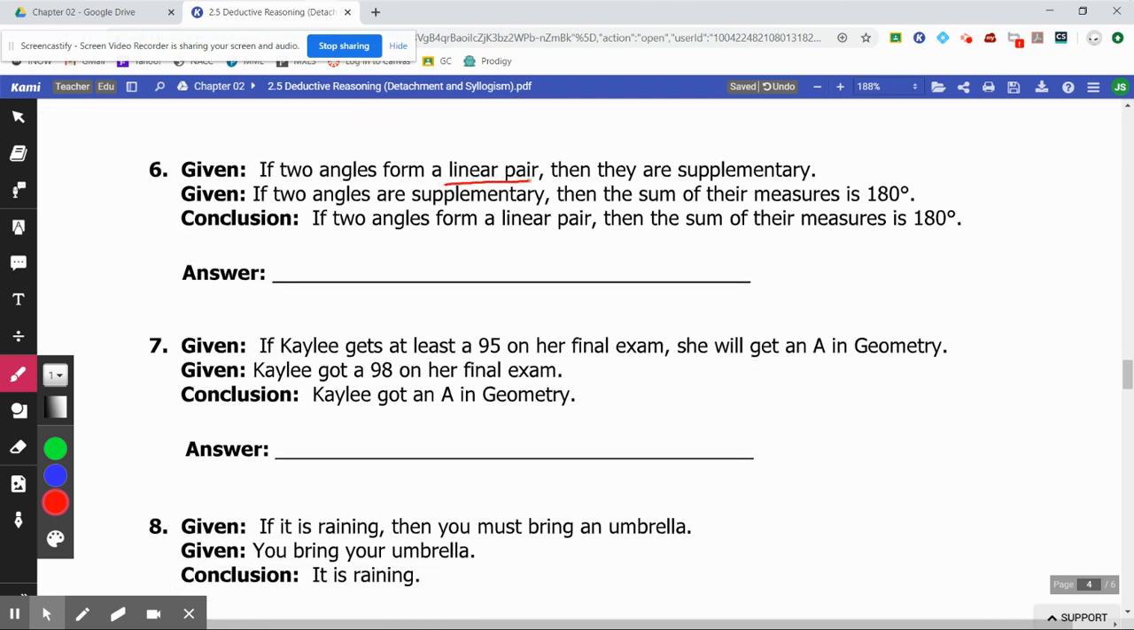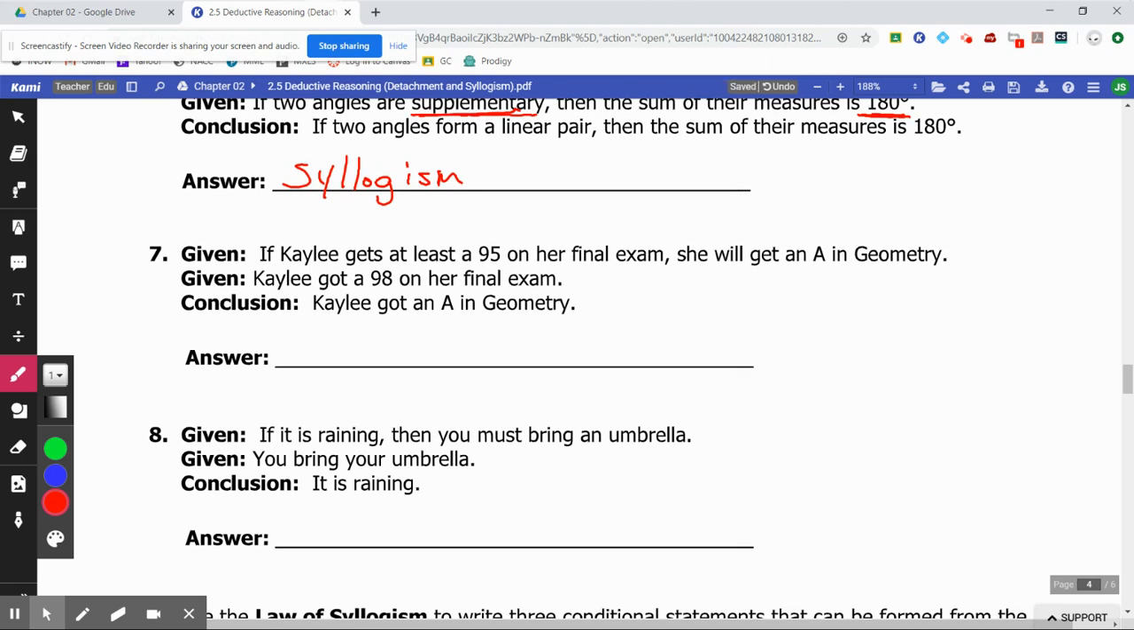If two angles form a linear pair, then they are supplementary. So linear pair implies supplementary. If two angles are supplementary, then their sum is 180. So P implied Q, Q implied R. That means that if two angles form a linear pair, then the sum of their measures is 180. That is, in fact, syllogism.